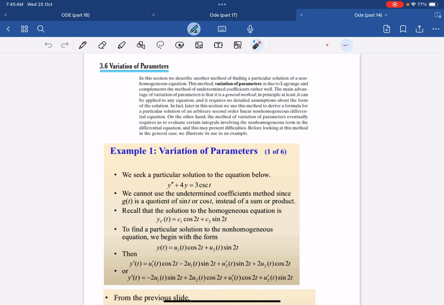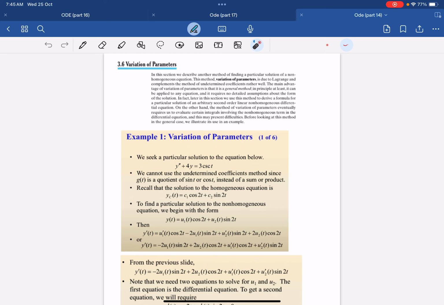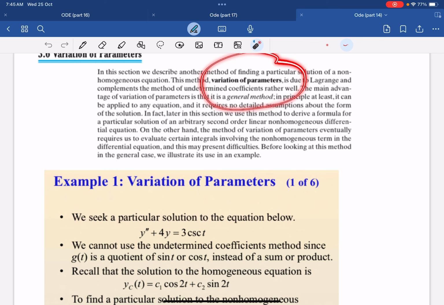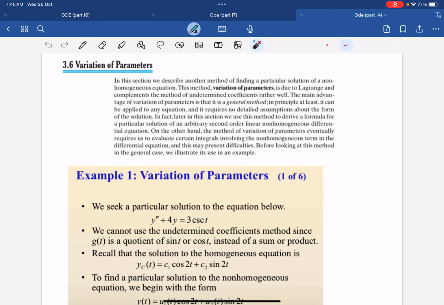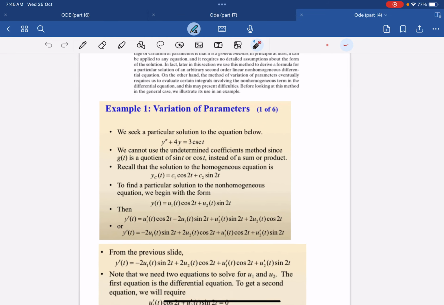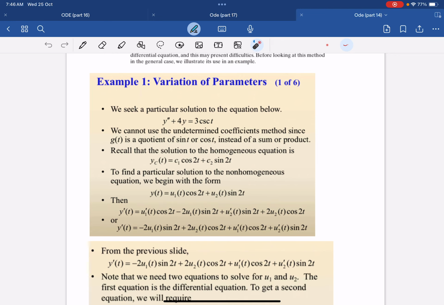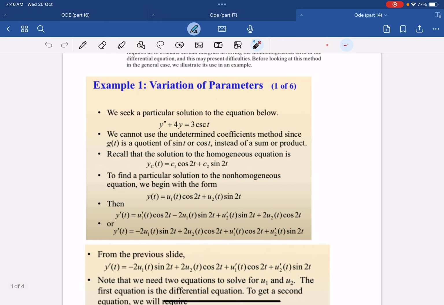Hi, in this video, we will now discuss the next method to solving non-homogeneous differential equations, and this is known as the variation of parameters. So we shall take a look at an example of how we use the variation of parameters first before diving deeper into the theory.